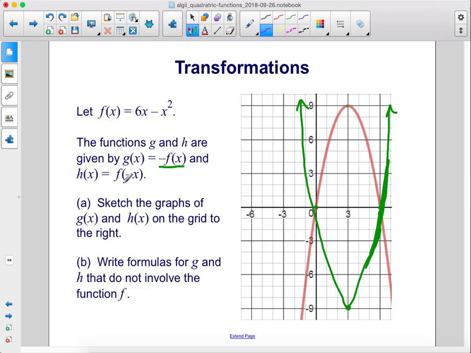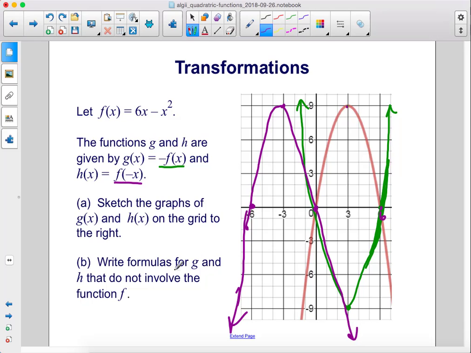All right, and then h of x is f of negative x, which is a reflection across the y-axis. Since this point is on the line of reflection, it remains where it is, but this point, which is at 6, is going to reflect across to negative 6. This point, which is at 3, is going to reflect across to negative 3. So we can draw our new graph. h of x looks like this.